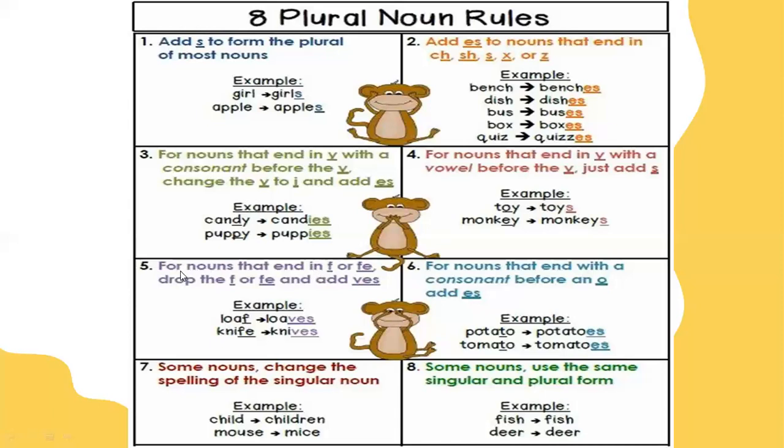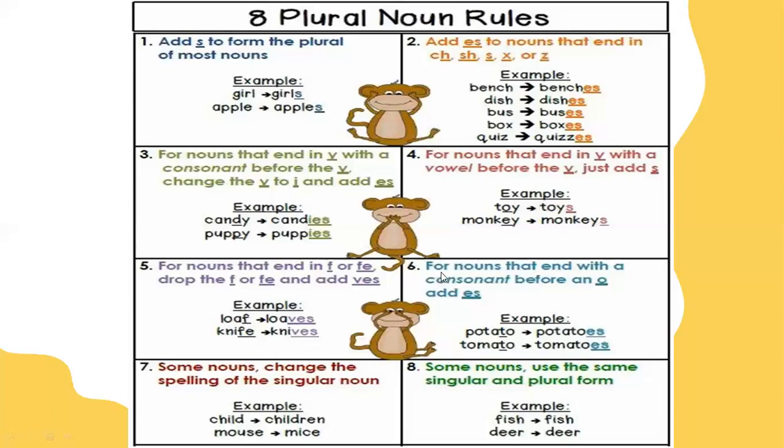And look at the fifth one. For nouns that end in f or fe, drop the f or fe and add ves. If the word ends with f or fe, like loaf, knife, here you have to remove this f or fe, and instead of that you have to write ves: loaves, knives. So you have to write like this.